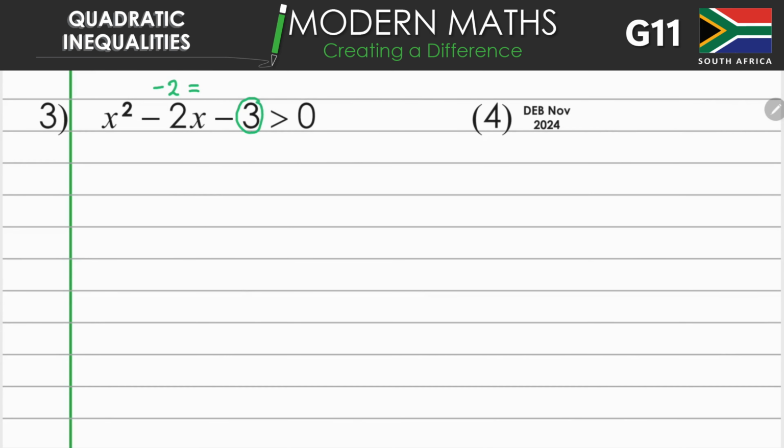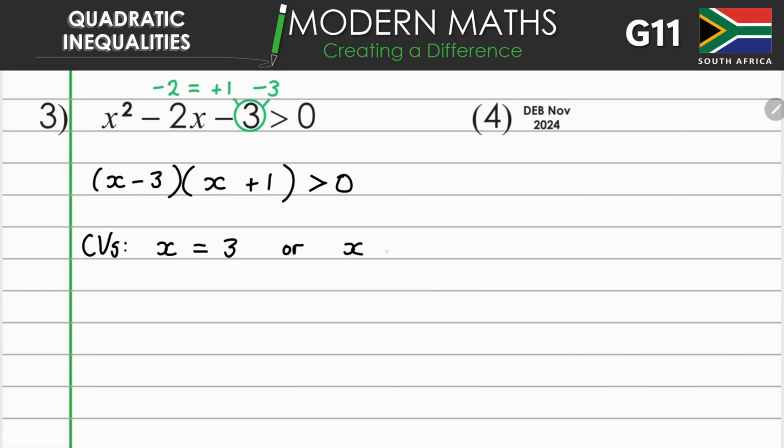Okay, question 3. It's already in standard form, so I'll go straight to factorization. Factors of 3, that'll give me -2. If I say -3 plus 1, that works. So now I jump to my critical values. They will be x equals 3, or x equals -1.